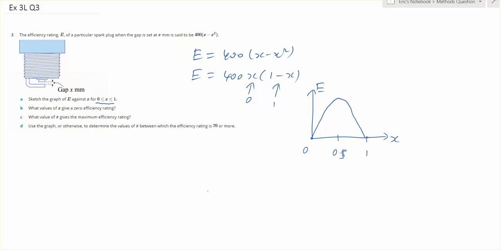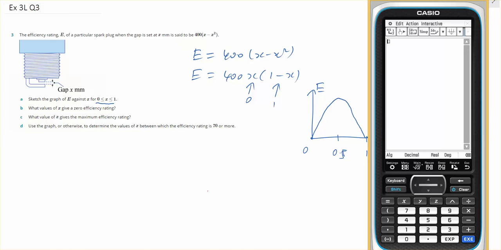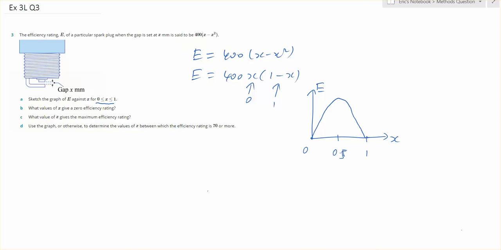Now to complete the graph, I would actually find out what the actual maximum is, and I can do that by just subbing in 0.5 into the equation. 1 minus 0.5, and I get 100, which makes sense. That corresponds to 100% efficiency. So we sketched the graph, we found the x value which gives us the maximum efficiency, which is 0.5.